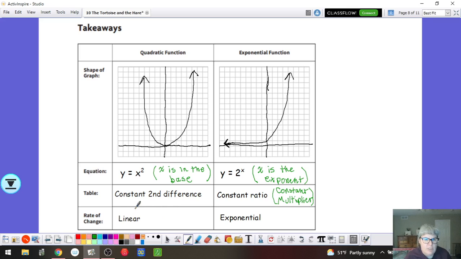The rate of change for a quadratic function is described as being linear. That first difference, we could write the equation of a line for that first difference. The rate of change for an exponential function is exponential. It's the one function that its rate of change matches the name of the function.